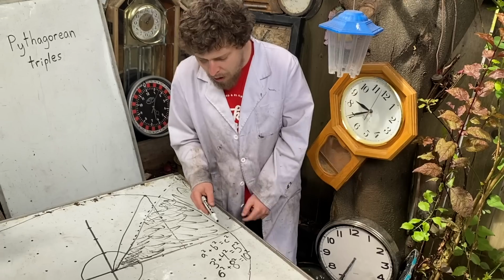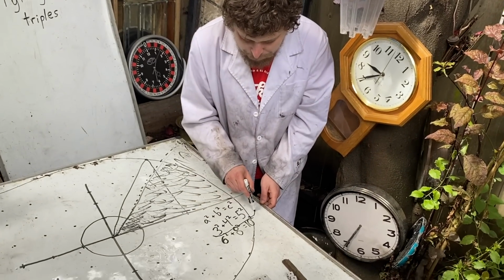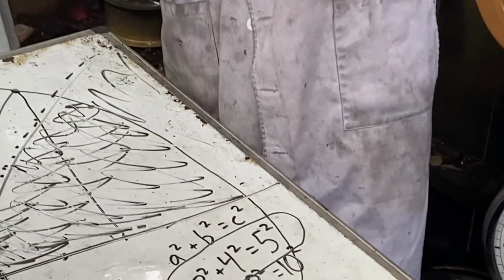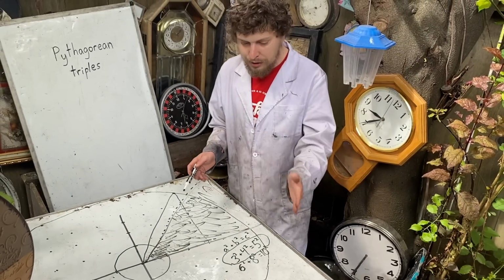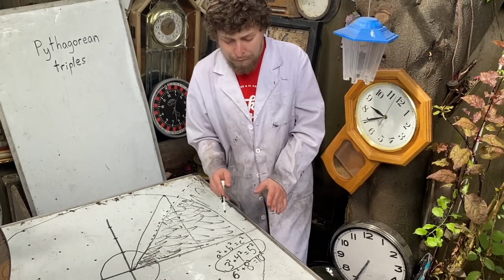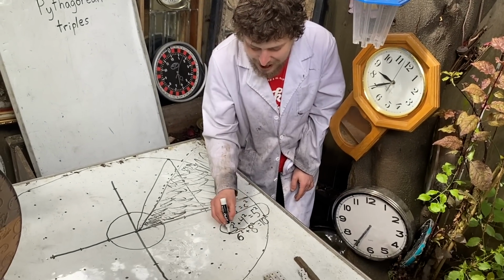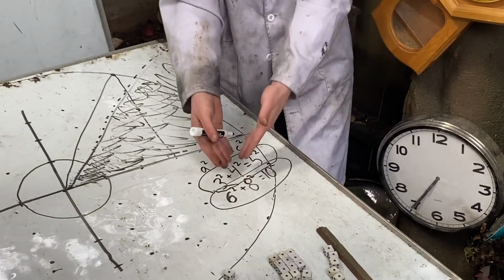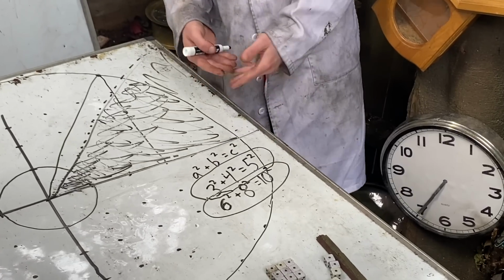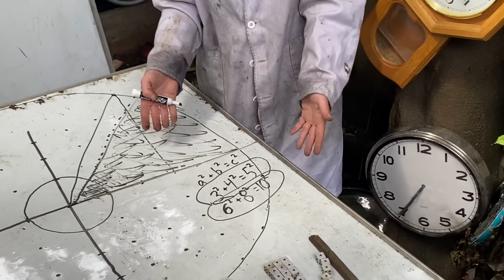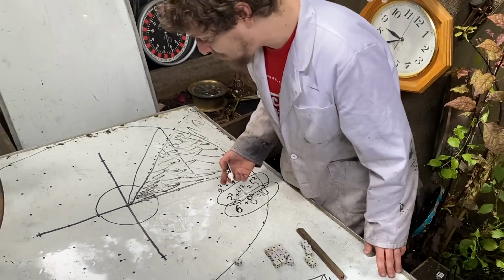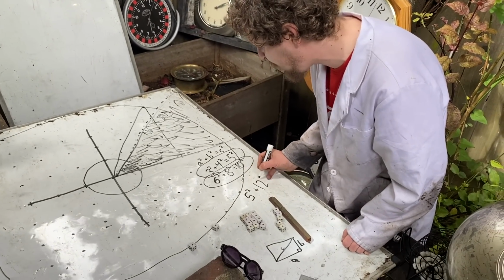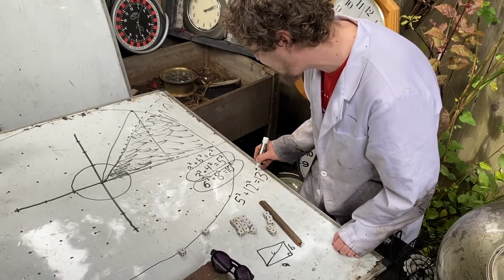But we only call the ones that have no factor in common between those 3 the primitive solutions, like 3, 4, 5, which is so efficient that in many ways we could see 6 squared plus 8 squared equals 10 squared, its older brother, as the next smallest Pythagorean triple. The next primitive solution is 5 squared plus 12 squared equals 13 squared.